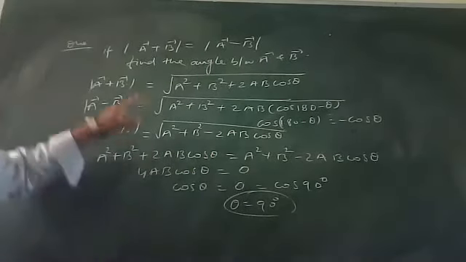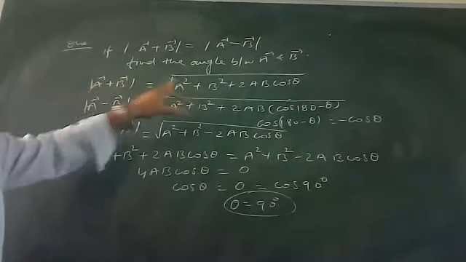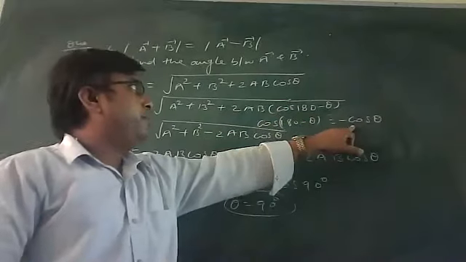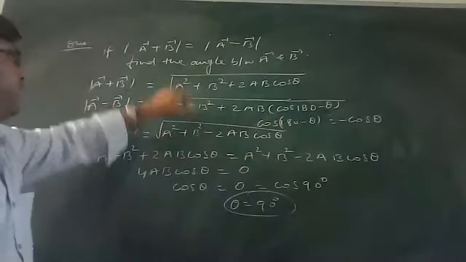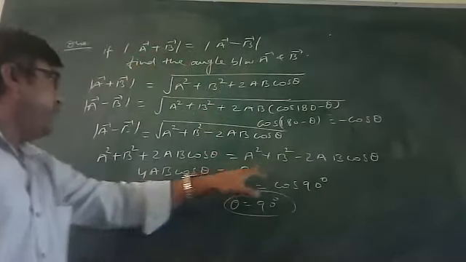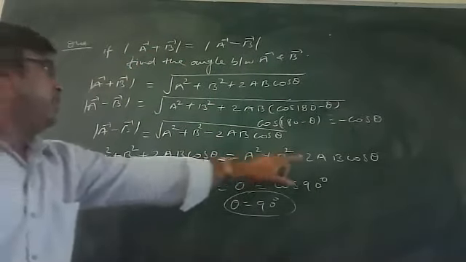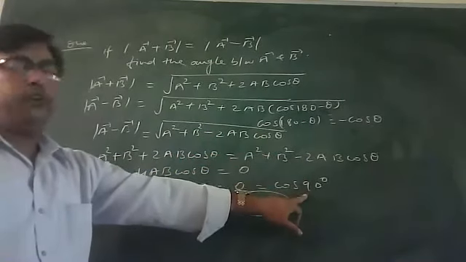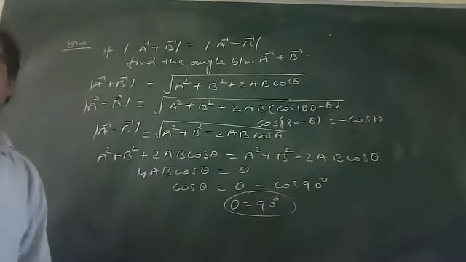You can see the solution again here. A plus b modulus I calculated. A minus b formula written. Cos 180 minus theta, substitute by minus cos theta. These both are equal. I have squared both sides. Now a square, b square cancel. These terms are equal to 0. Cos theta is equal to 0. That is for cos 90. That's why my theta is equal to 90 degree.